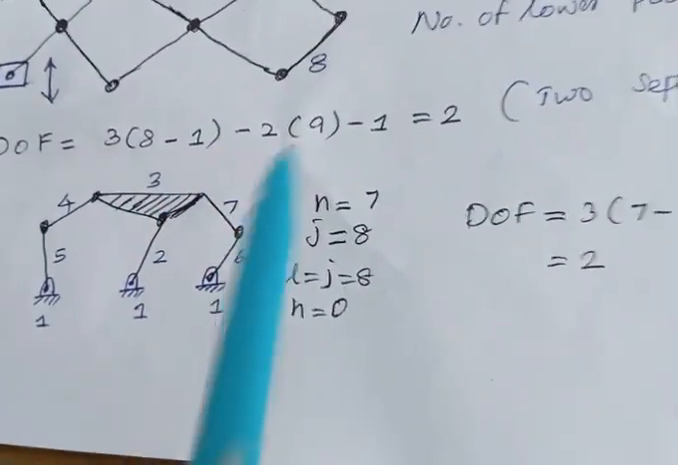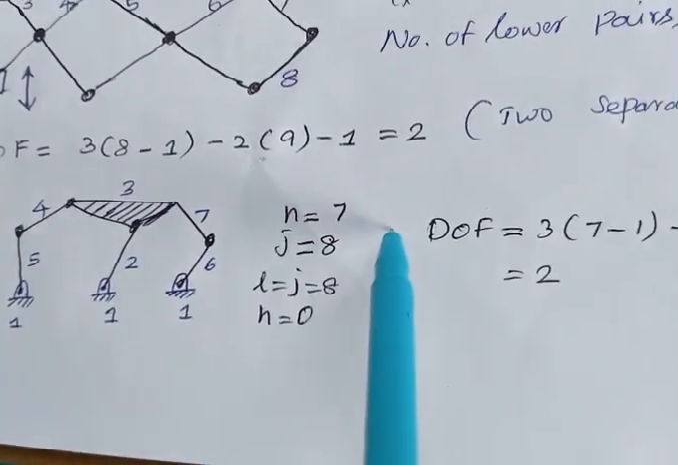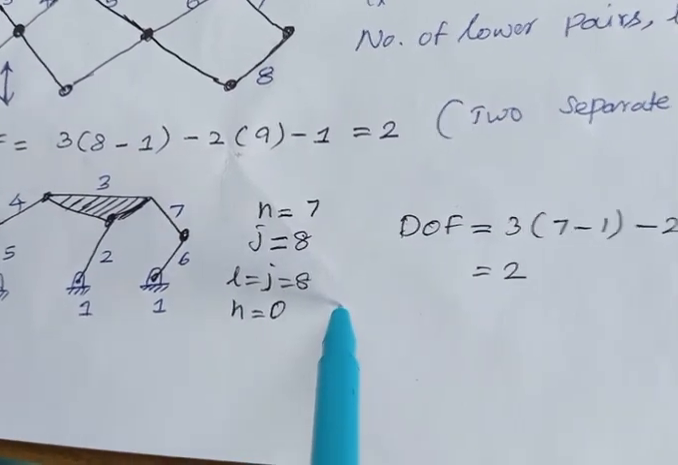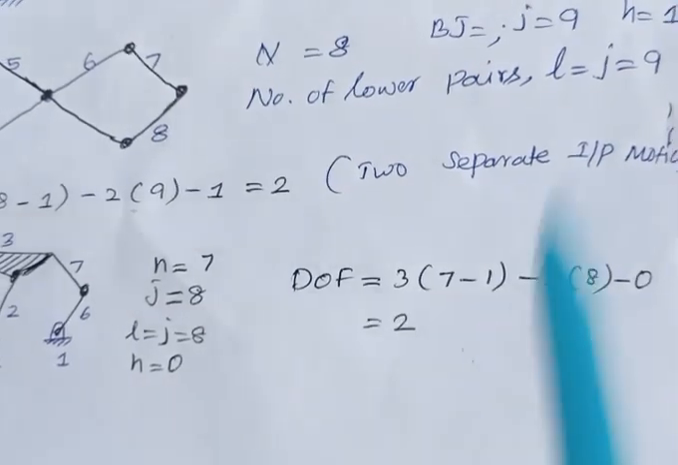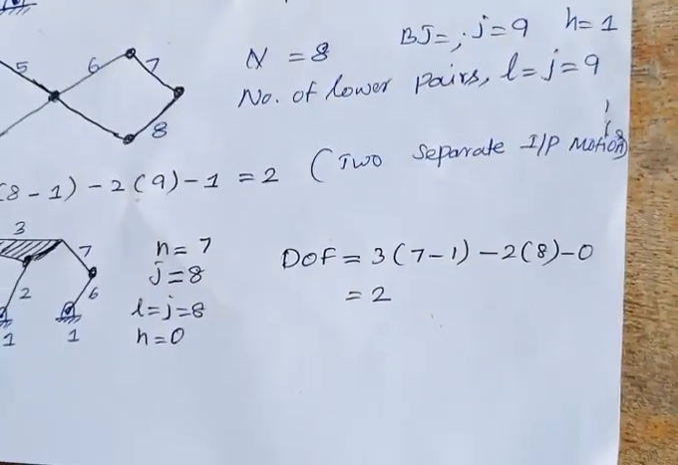Finally, in this mechanism the number of links n = 7, j = 8, l = j = 8, and h = 0. So here we have two separate input motions to run this mechanism.